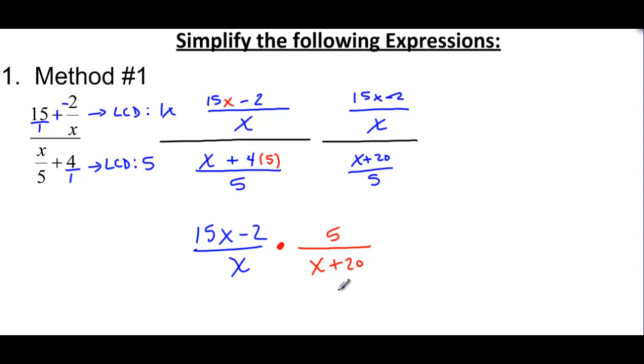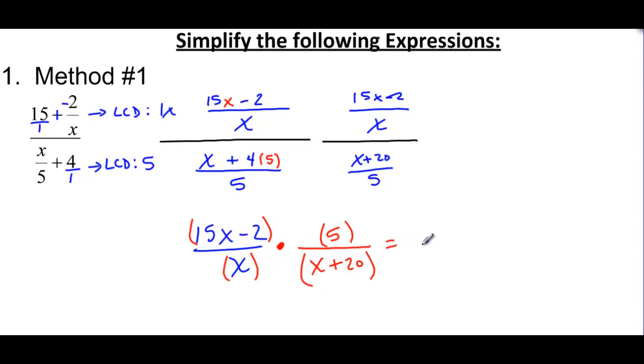So you might think, well, what am I going to do for this problem? Well, this is what we did in section 8.4. Now we have a multiplication problem. We don't have an addition and subtraction. So we want to look at the numerator and denominator separately and think, can I factor anymore? Well, 15x minus 2, I can't factor at all, so I'm going to leave it like this. X we can't factor, 5 I can't factor, and x plus 20 I can't factor. So if I look, none of these factors are identical. I can't reduce any of them.